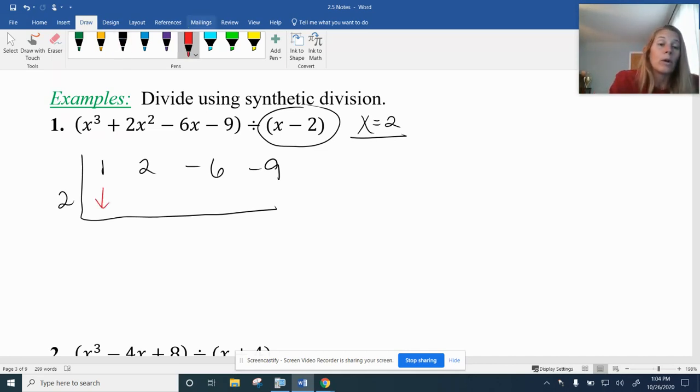So dropping down the 1, 1 times 2 is 2. Adding those up is 4. 4 times 2 is 8. Adding those up is 2. 2 times 2 is 4. And adding those up, I get -5.